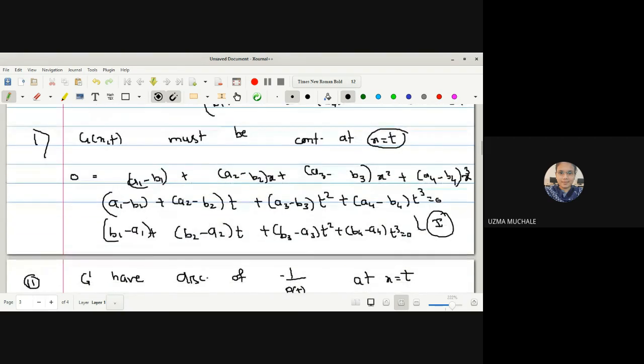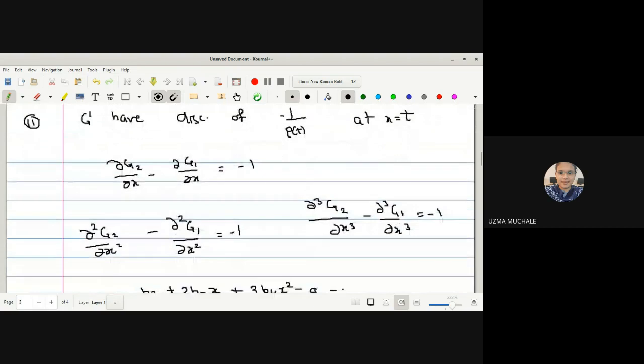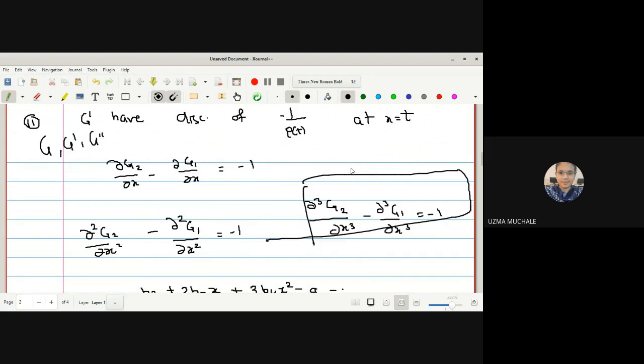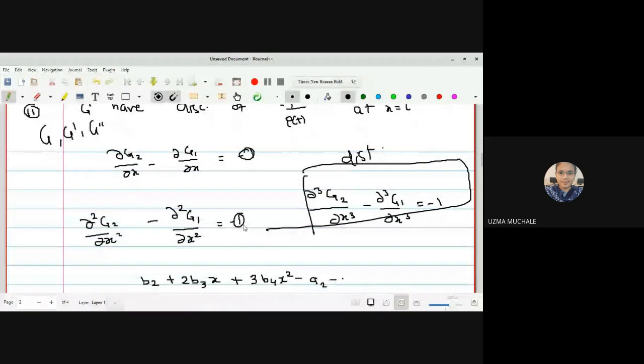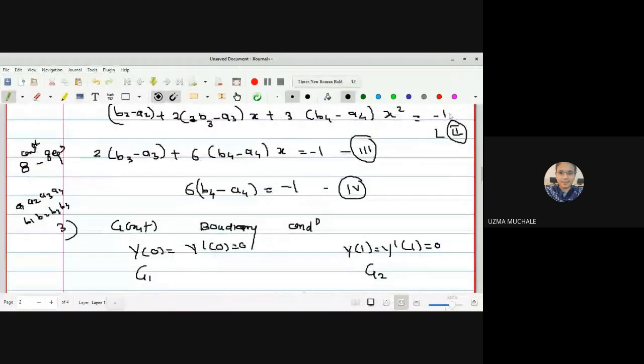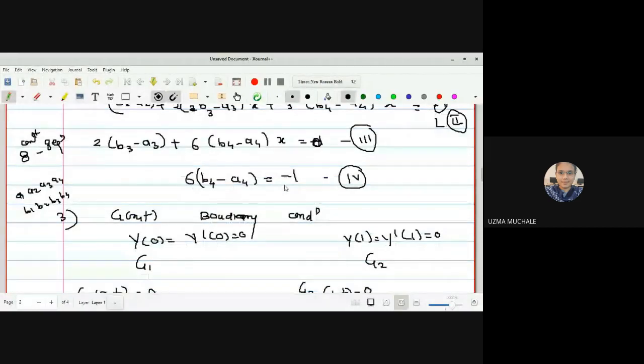Okay, sorry, actually there is one small mistake here. What we have to do, we have to check the continuity of G, G dash, G double dash, and we have to check this condition. Discontinuity at only this point and continuity at this, so this will not be minus, it will be equal to 0 simply. So these equations become equal to 0, only for the last equation it will be equal to minus 1.